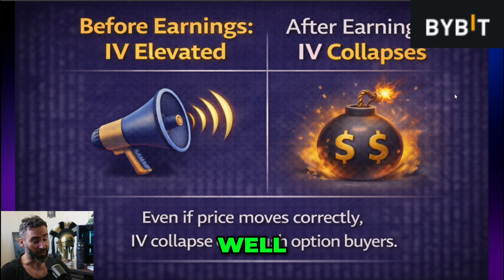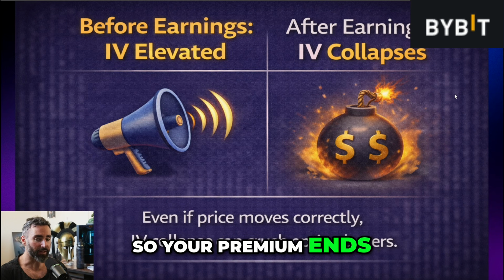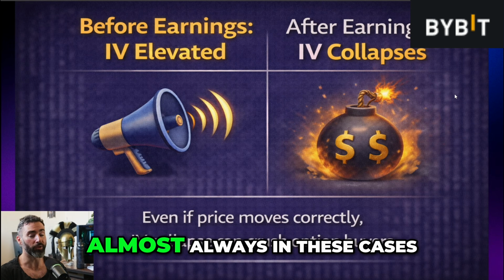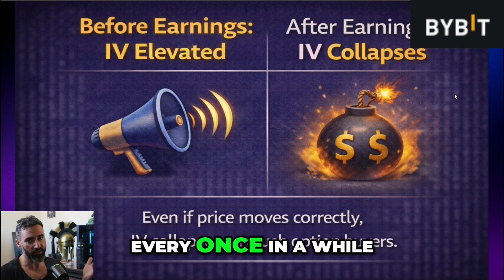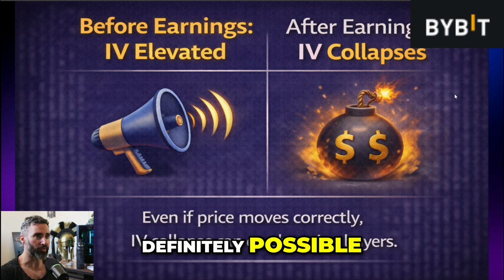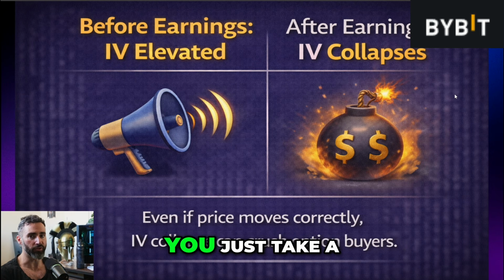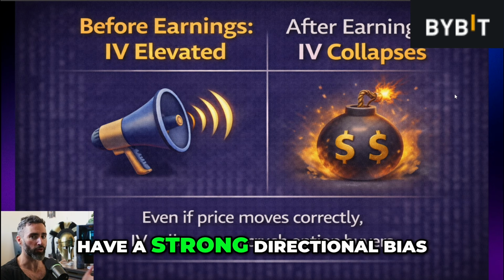And, well, what's going to happen after the event? They're going to get crushed. So your premium ends up costing you a lot more than it's worth, almost always in these cases. Now, every once in a while, a stock will just run away after a great earnings report. Definitely possible, but I'd still make the argument that you are going to make more money if you just take a directional position, if you really do have a strong directional bias.